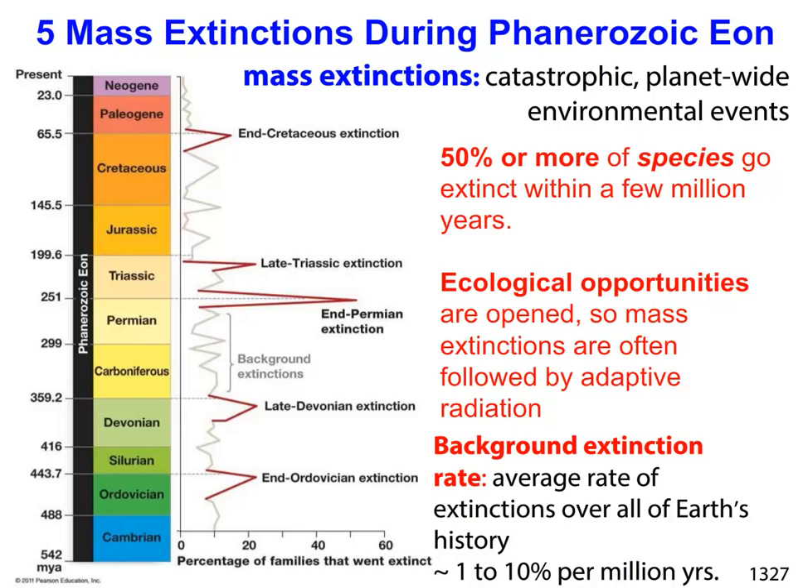Now, the other term you need to realize is called background extinction rate. This is the average rate of extinction over Earth's history. This is when you lose about 1 to 10% of your species per million years. Now, there's a hypothesis that humans are causing the next mass extinction, but I would argue that we're also creating a lot of species too, whether we realize it or not.